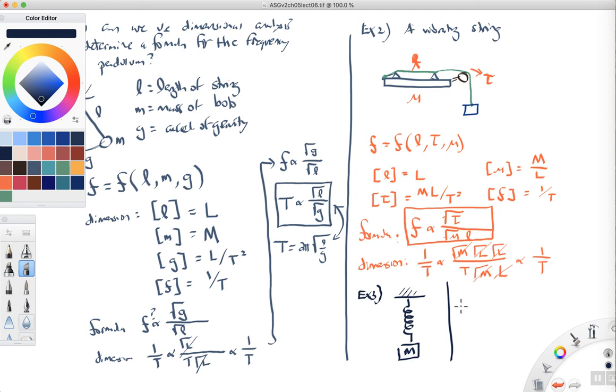You can do other more exotic ones, like if you have the sun right here and the earth right here and the earth going around the sun, it takes some time to go around, and can you figure out a formula for the time of orbit of the earth around the sun using dimensional analysis? And the answer is yes, you can.